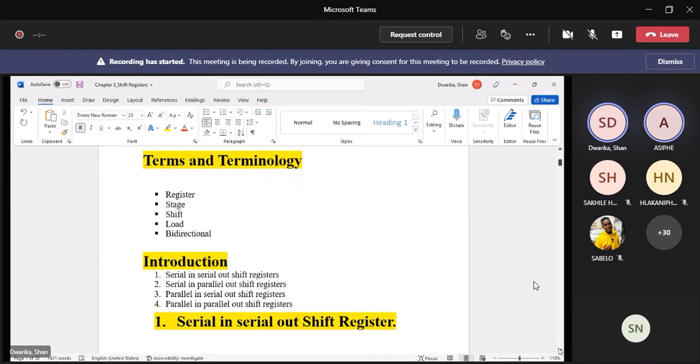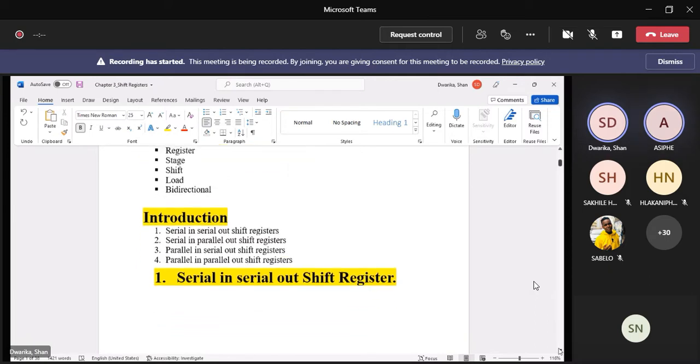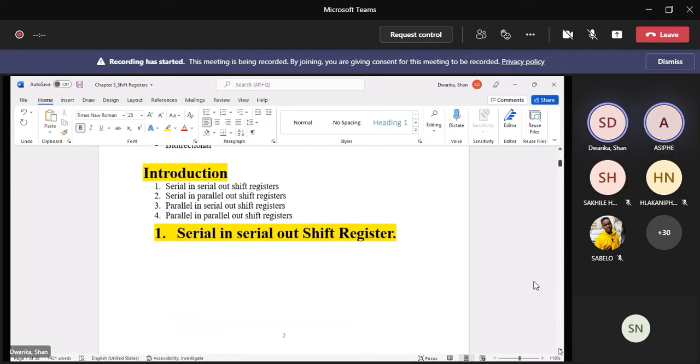So here we're going to cover four of the main shift registers, which you can see in the introduction. It's the serial in, serial out shift register, the serial in, parallel out shift register, the parallel in, serial out shift register, and the parallel in, parallel out shift register. Okay, the serial in, serial out shift register.